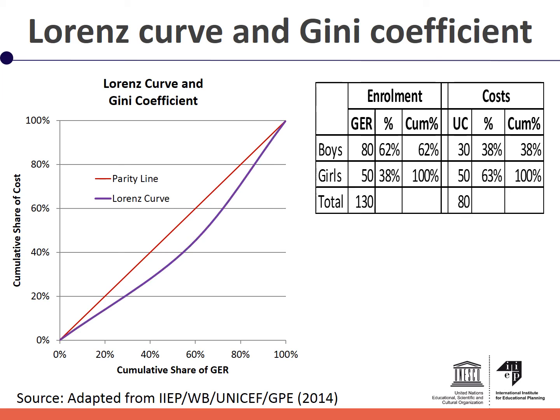between boys and girls. The curve which connects the actual cumulative shares in these indicators is referred to as the Lorenz curve. The area generated by the parity line and the Lorenz curve is referred to as Gini coefficient. The larger the area, the larger the inequity. The degree of inequity could be different depending on the geographical location, socioeconomic status, and the education cycle.